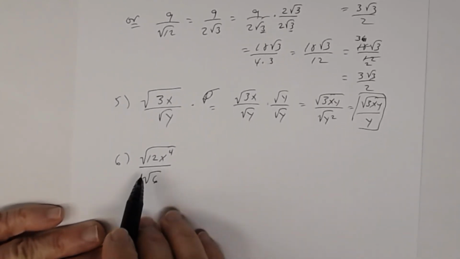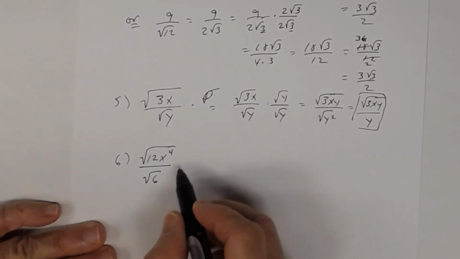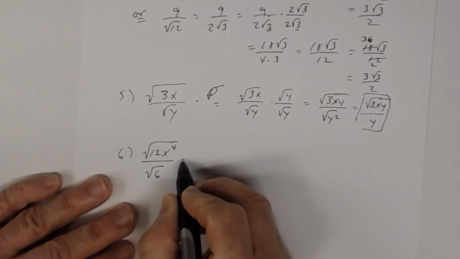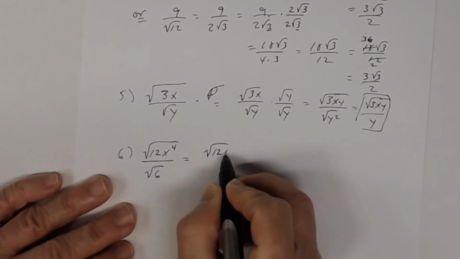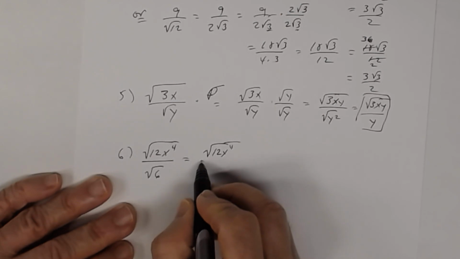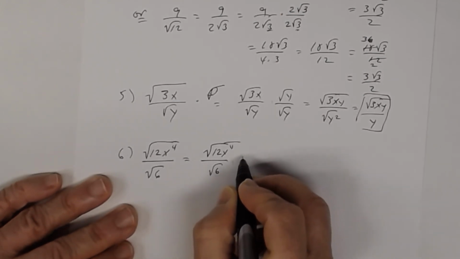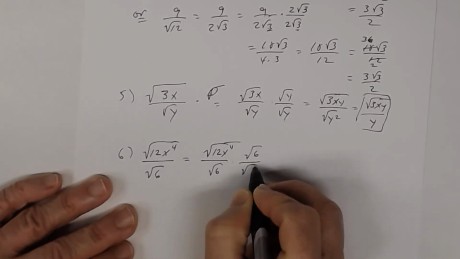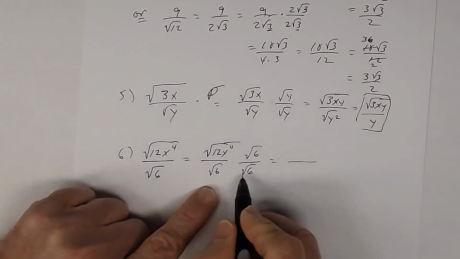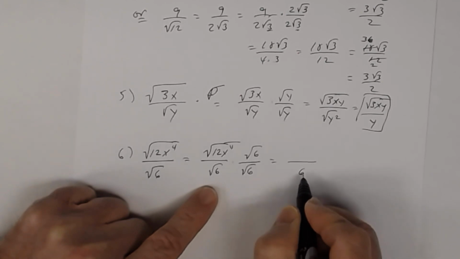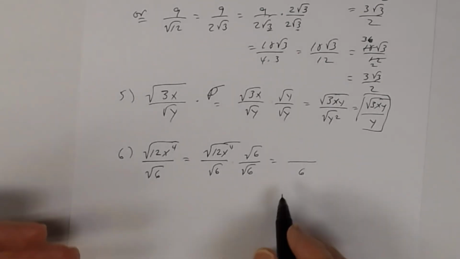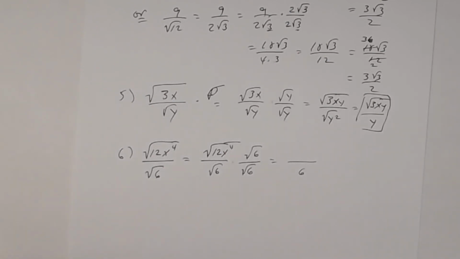I'm going to go ahead, though, and just rationalize the denominator right away. So let me rewrite this over. I get the square root of 12x to the fourth. Make sure you extend this because x to the fourth is under the square root, divided by the square root of 6. I'm going to multiply both numerator and denominator by the square root of 6. By doing that, the square root of 6 times the square root of 6 is 6. That rationalizes that denominator. That radical is no longer there.